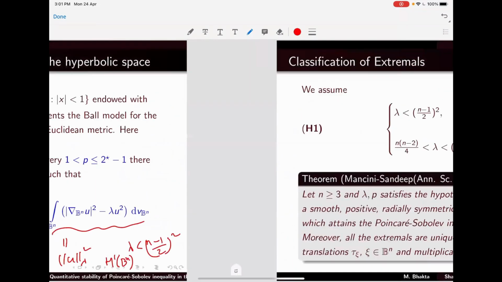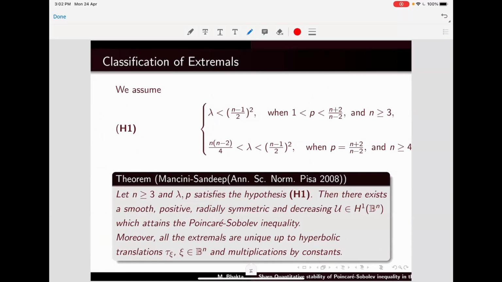So here again, the question is when this inequality is achieved, and achieved by which function? These are the first questions before talking about stability. In 2008, Mancini-Sandeep completely characterized the extremal functions for this Poincare-Sobolev inequality. We have this assumption because only in these cases is there existence and uniqueness of the solution; otherwise there is non-existence. In the subcritical case, n greater than or equal to 3, lambda is less than ((n minus 1) by 2) whole square. In the critical case, n greater than or equal to 4, lambda lies in this range.